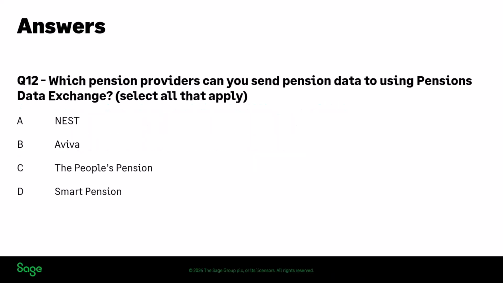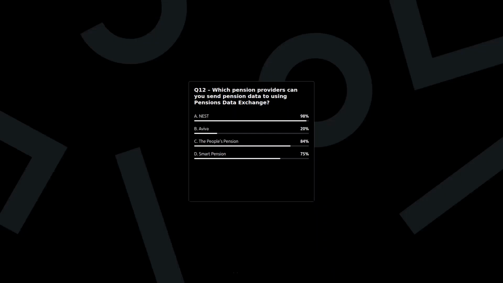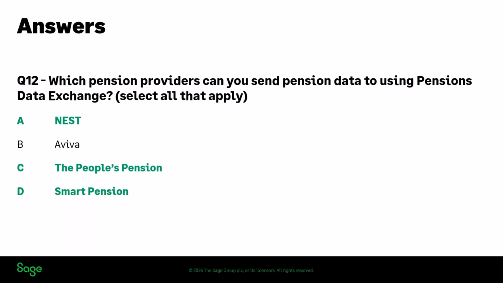And the last question of this round, which of these providers can you use to send pension data using Pensions Data Exchange? Easy for me to say. Let's see how you voted. So 3 are standing out here: Nest, the People's Pension, and Smart Pension. 20% also saying Aviva. So let's see what the correct answers are for this one. And it is Nest, the People's Pension, and Smart Pension that are supported by Pensions Data Exchange, or PDX, as we like to call it. So well done if you got 4 out of 4 in that round.